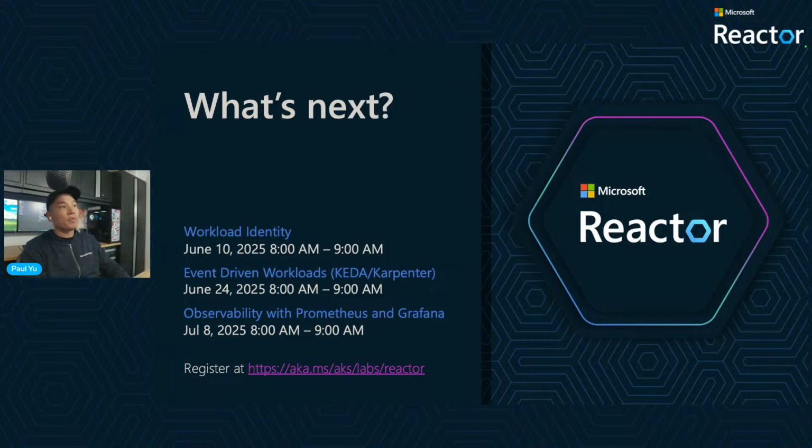What's next? So next week, there's going to be a deep dive into workload identity. So please tune in for that. We also have a session on event-driven workloads. So these are like scaling with KEDA and Karpenter. So that's always cool. And then we have observability with Prometheus and Grafana. So we'll start to dig in deeper into a lot of the features that we're covering in the first 2 sessions here.